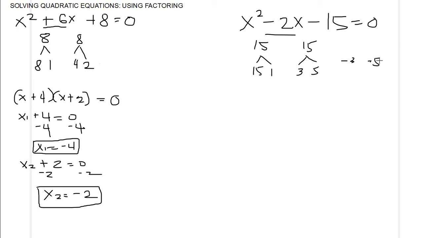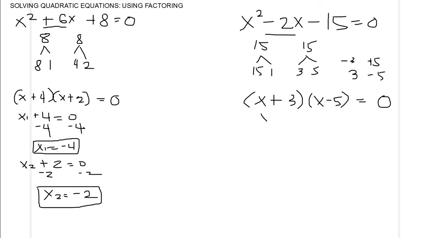So negative 3 plus 5 is positive 2, so that won't be the factors. Then 3 minus 5 would result to negative 2, so that means that will be the factors. Now let's get our factors, which are x plus 3 and x minus 5 equal to 0. And now let's equate these factors to 0.